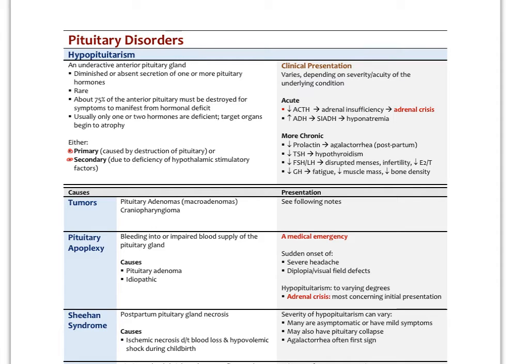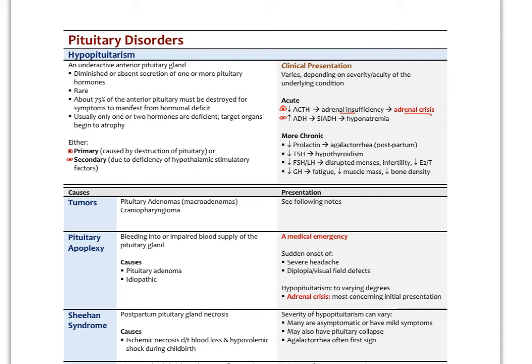Acutely, the loss of ACTH is probably the most emergent one, and that can lead to adrenal insufficiency and into what's called adrenal crisis, and that can be fatal. That's really a medical emergency, a red flag, and that would be from low ACTH. I'll talk about the causes down below and when we need to think about that. The other acute one would be high ADH, which would be SIADH and hyponatremia. What can happen is we can get hypopituitarism from the anterior pituitary, and that can dramatically upregulate the ADH, so we get opposite effects.